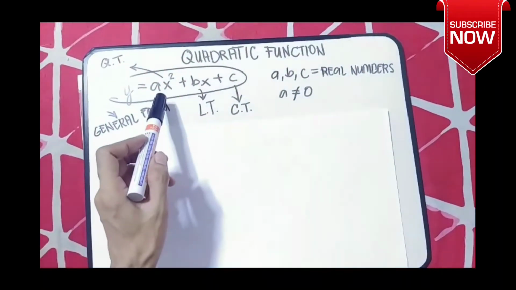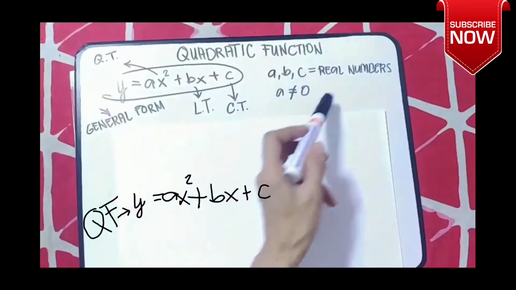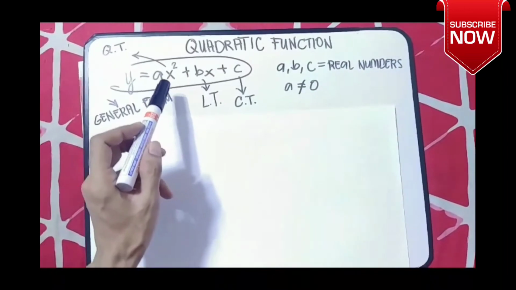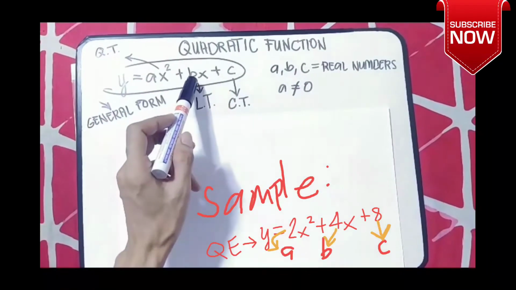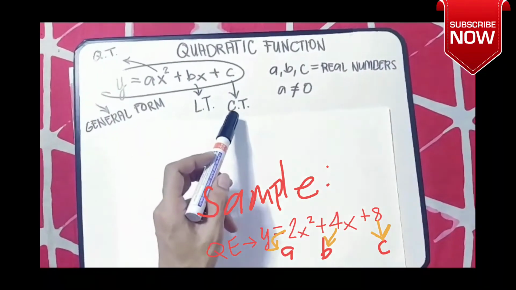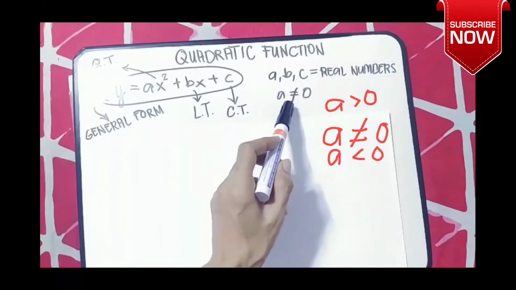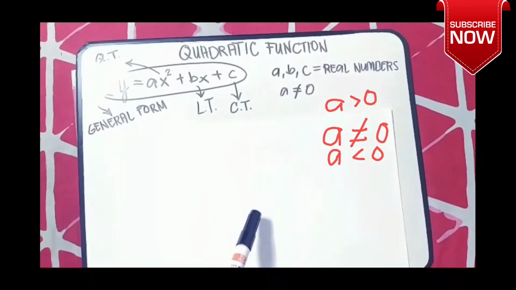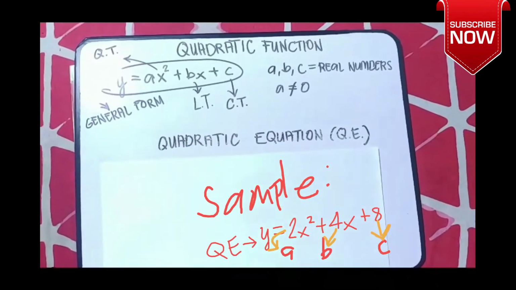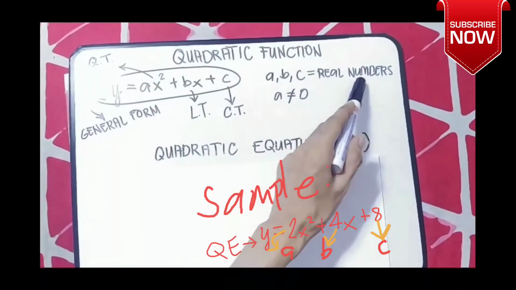Now, if quadratic function ax squared plus bx plus c involves numbers which are real numbers, ibig sabihin, yung coefficients na a, b, at ang constant term ay may corresponding values ng real numbers provided ng a is not equal to 0. That's the time na magkakaroon ng tinatawag nating quadratic equation. Because the function now contains numbers which are real numbers.